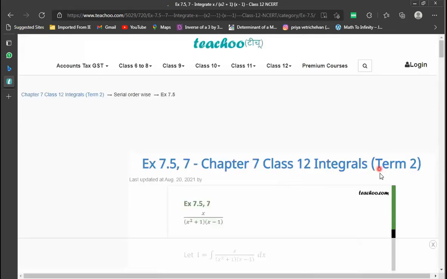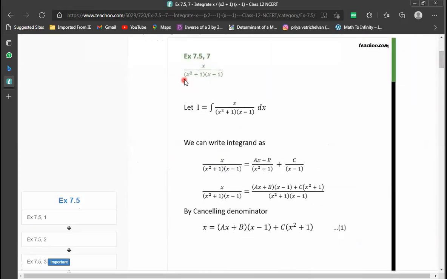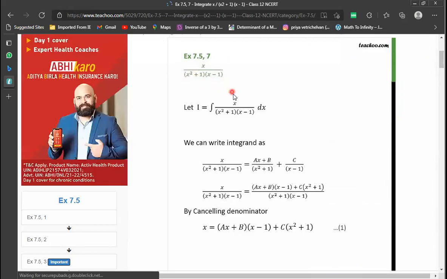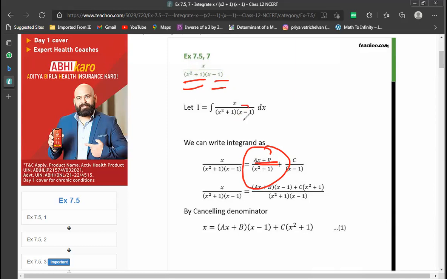So before doing the partial fraction, we are using the remainder theorem on that. So here you have x square plus 1 into x minus 1. So here you have a quadratic equation and an expression. Whenever you have a quadratic equation in the denominator, you have to write ax plus b in the numerator. And you have an expression, so writing the variable in the numerator itself. So it's ax plus b divided by x square plus 1 plus c divided by x minus 1.